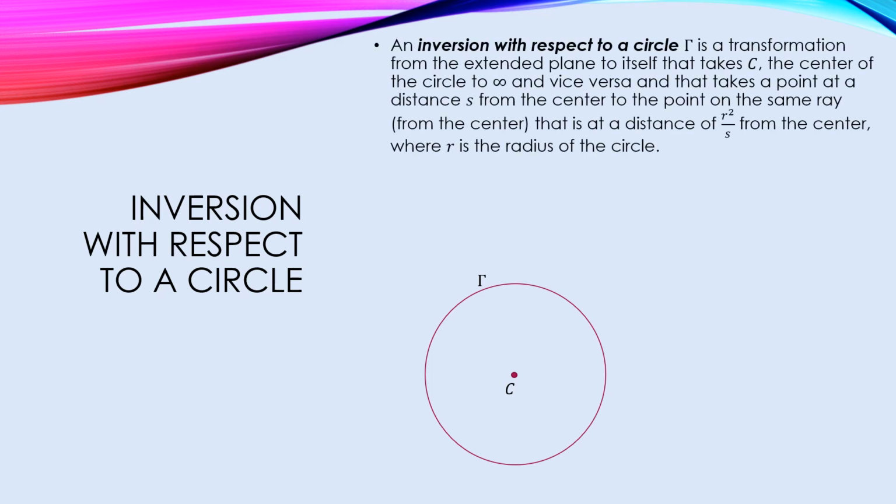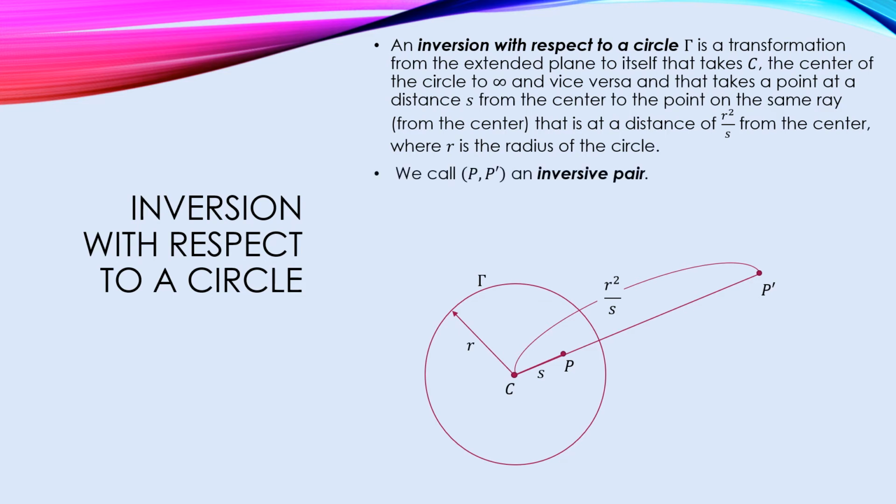An inversion with respect to a circle gamma is a transformation from the extended plane to itself that takes the center C from the circle to some point at infinity and vice versa, and that takes a point at a distance S from the center to a point on the same ray from the center that is at a distance of r squared over S from the center, where r is the radius of the circle. We call P prime an inversive pair, and the circle gamma is called the circle of inversion.